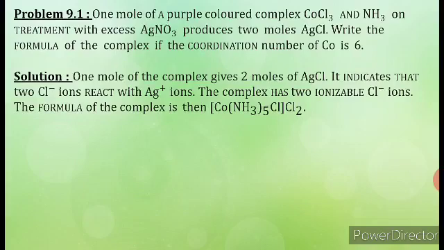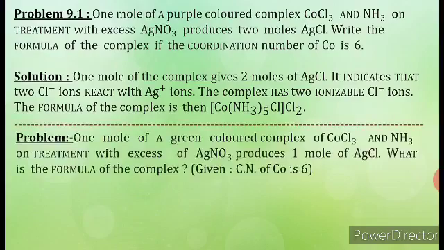Is it clear? So in this way, if any problem is asked in the exam, you can judge on the basis of the number of moles of silver chloride generated. Now the second problem, see over here. The second problem is similar only. 1 mole of a green colored complex of CoCl3 and ammonia, on treatment with excess of silver nitrate, produces 1 mole of AgCl. What is the formula of the complex, given the coordination number of cobalt is 6?